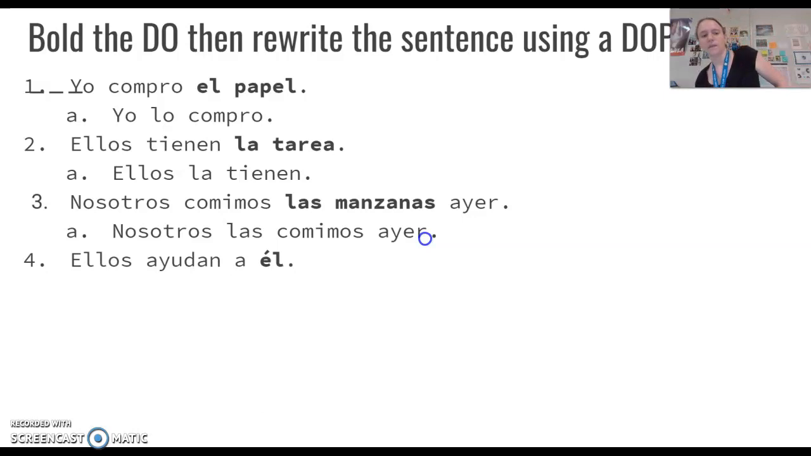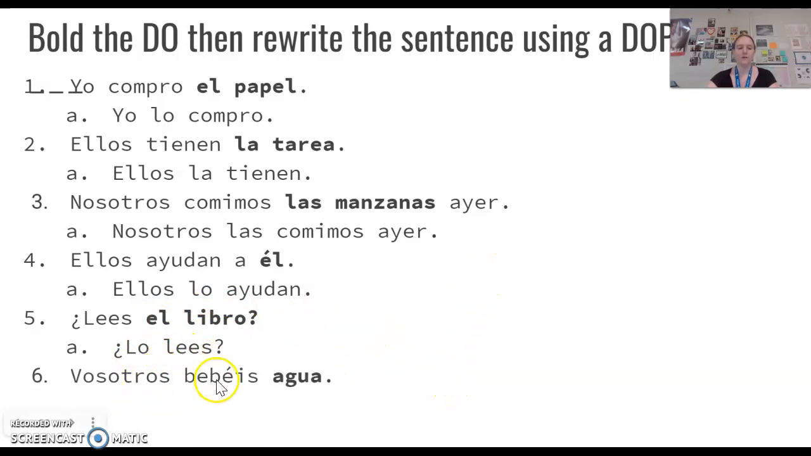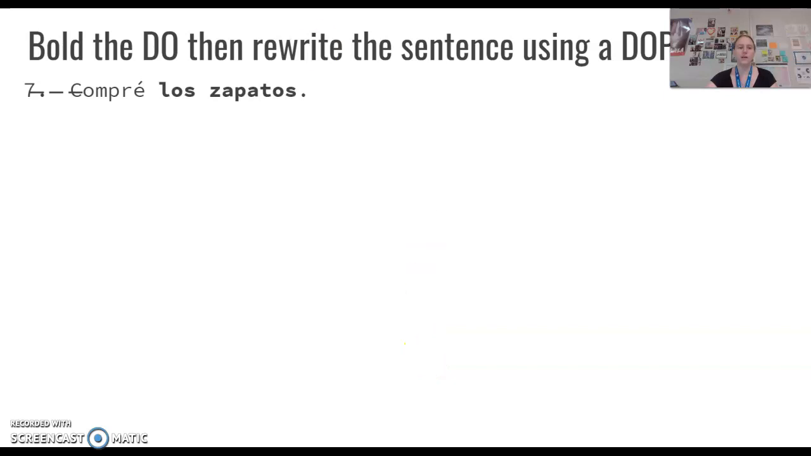Okay, number 3. Ellos ayudan a él. They help him. Lo ayudan. Number 4: are you reading the book? Lo lees. So masculine singular becomes "it." Are you reading it? Number 5. Y'all drink water. Who or what do you drink? Water. It's feminine. La beben. Y'all drink it. Number 7. I bought the shoes. What did I buy? The shoes. Take this los, move it here: los compré.